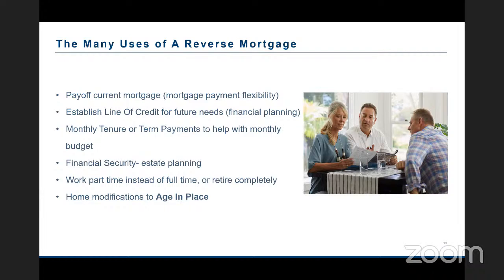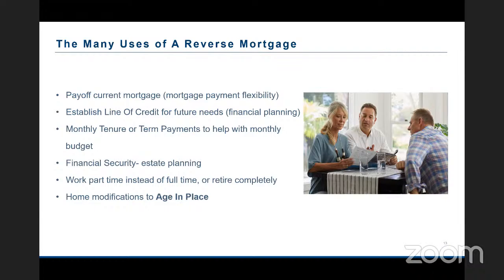They could also establish, as we just said in the previous slide, a line of credit for future needs. This is a wonderful financial planning tool, and it does a couple of things. It can be a safety net for the future, and it also negates the need to liquidate other assets and other investment accounts. A monthly tenure or term plan can help with monthly budgeting needs or other things that we're going to talk about in just a moment. And this brings with it financial security for estate planning.